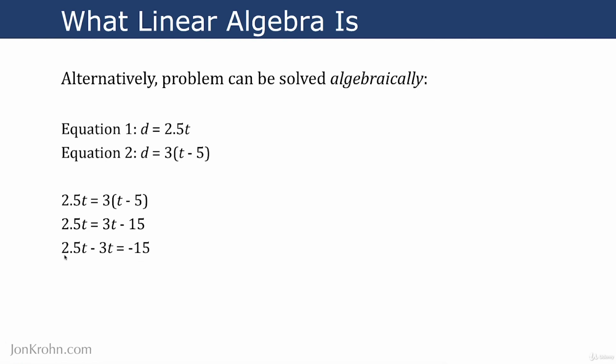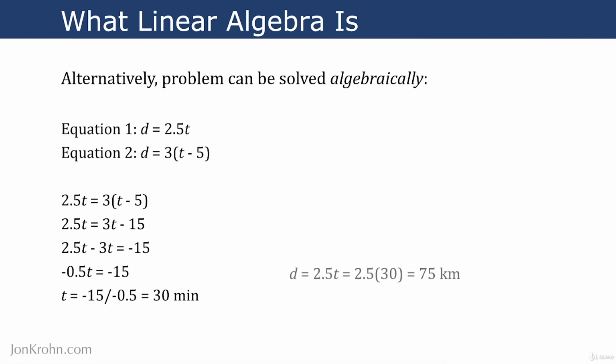When we do that now, 2.5t minus 3t gives us a negative 0.5t is equal to negative 15. And so now we can divide both sides of the equation by negative 0.5, and that isolates t completely, giving us a time of 30 minutes. So now we know how long it takes for the sheriff to catch the bank robber.